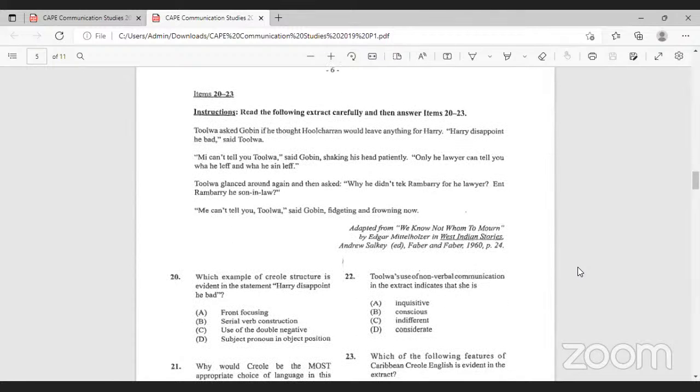So items 20 to 23, similar to this. You're going to get like 3 of these passages, and multiple choice questions.